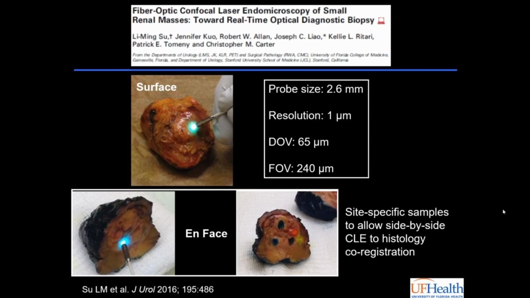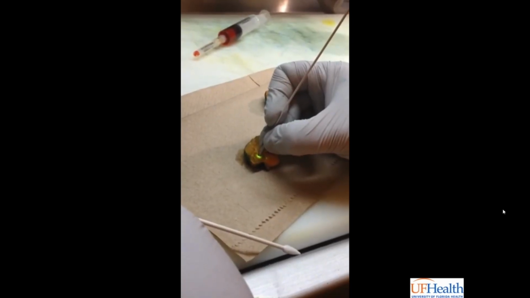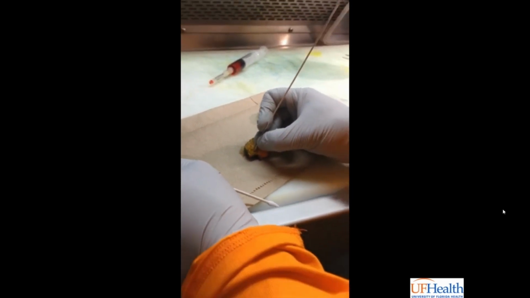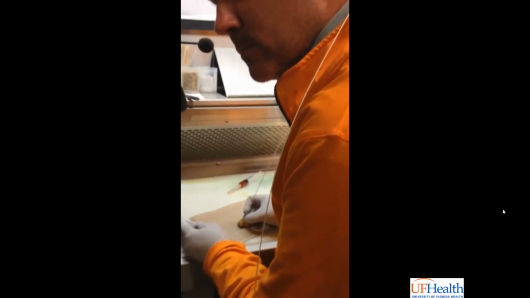And we did en face imaging. Site-specific samples were taken to allow for co-registration between what we were seeing on confocal to ground truth histology. And here is a quick video of what this looks like. So this is the tumor on the back table after it's been removed. It's been bivalved, stained with fluorescein.